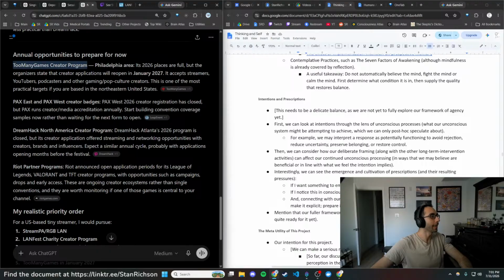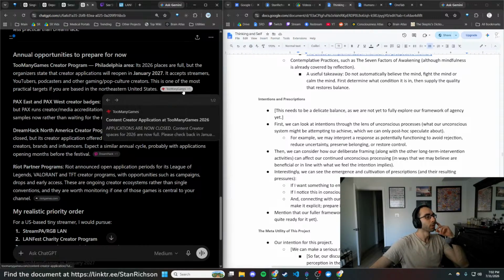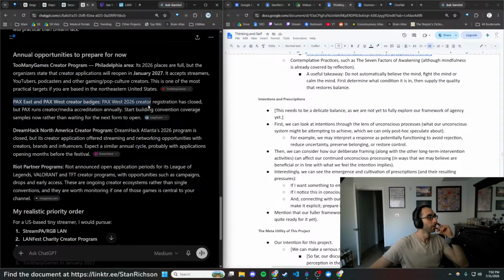We got Too Many Games creator program, Philadelphia area. Its 2026 places are full, but the organizers state that creator applications will reopen in January 2027. It accepts streamers, YouTubers, podcasters, and other gaming pop culture creators. This is one of the most practical targets of your base. So this is also a gaming one though, right? Yep.